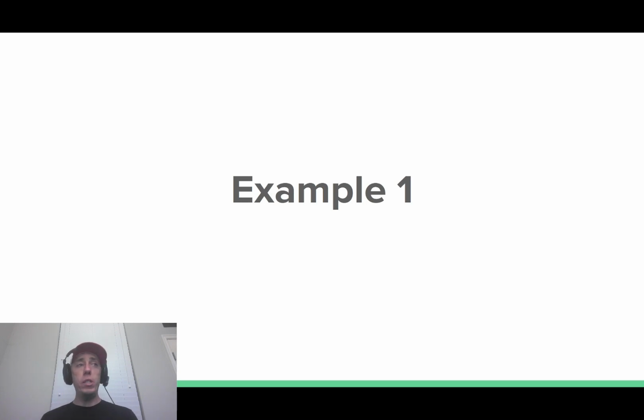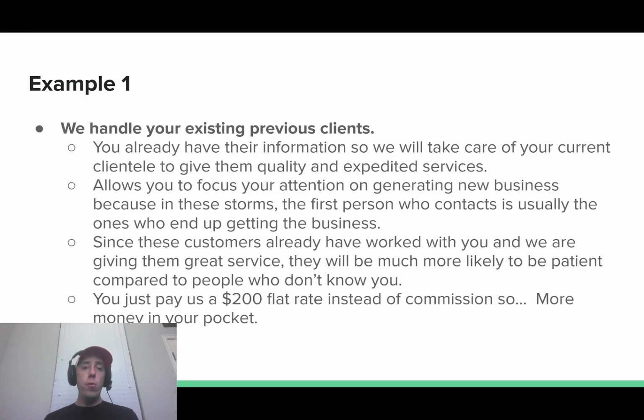How can you use this? What are some clear examples? So those are the first one, okay? Example one, we handle your existing previous clients, okay?